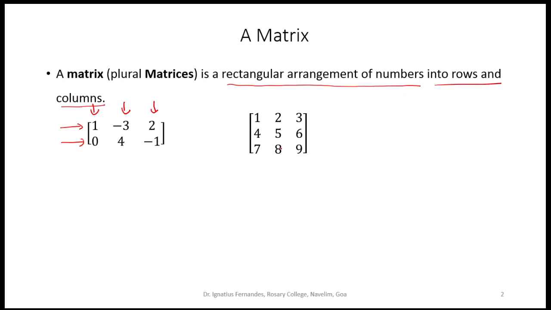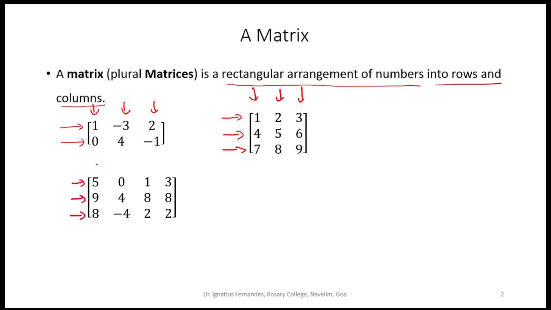So here I have put another rectangular arrangement. I have 1, 2, 3 rows and 1, 2, 3 columns. Rectangular arrangement of numbers into rows and columns. This also I have here, I have 1, 2 and 3 rows, numbers in 3 rows and 4 columns.